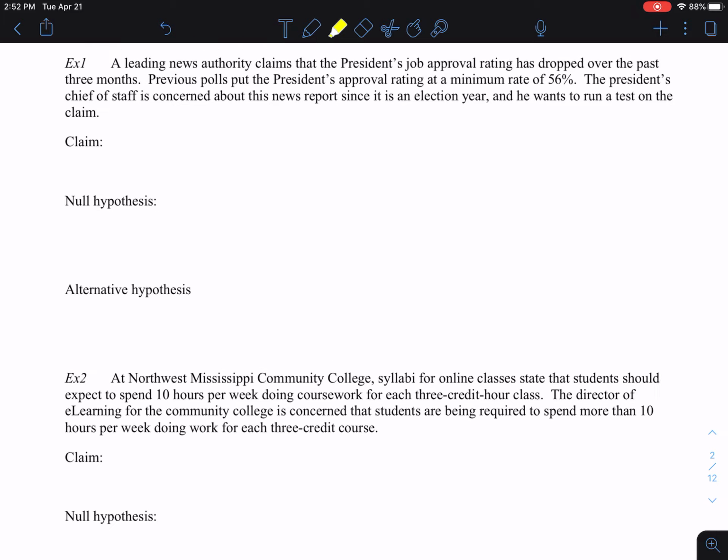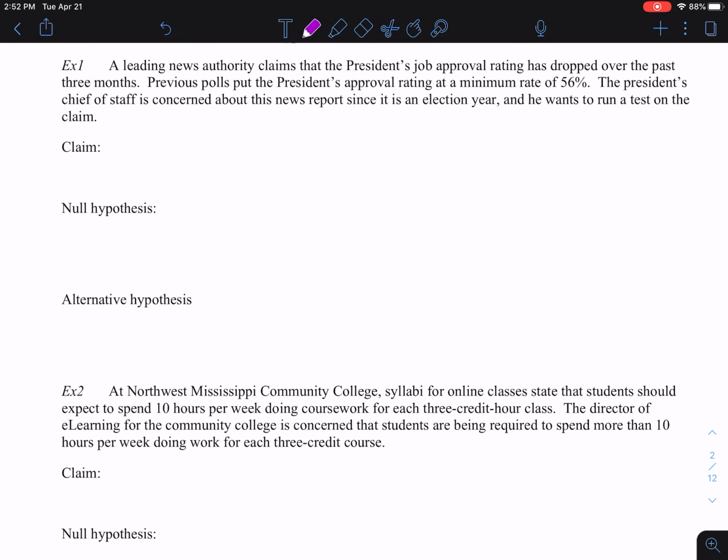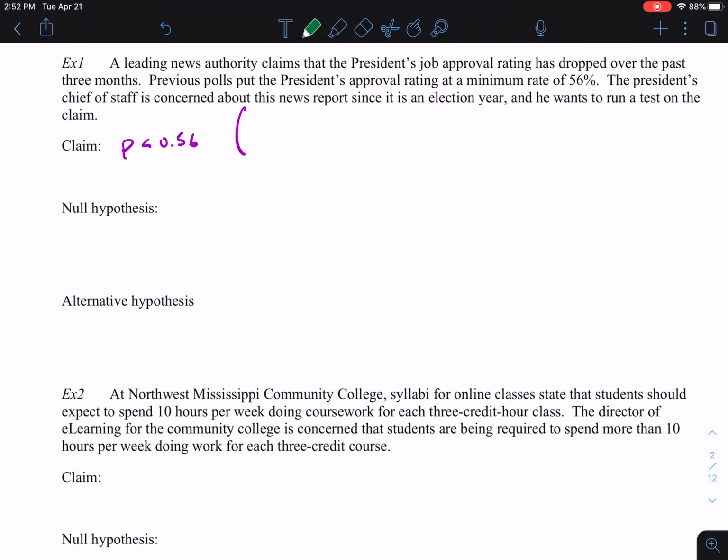So here's the claim. First we write this claim in symbolic form. The claim says that the proportion, the president's job approval rating, has dropped over the past 3 months. I mean, it's less than 56%. So to describe this, we say that the president's job approval rating percentage is less than 56%. That's what that statement means.